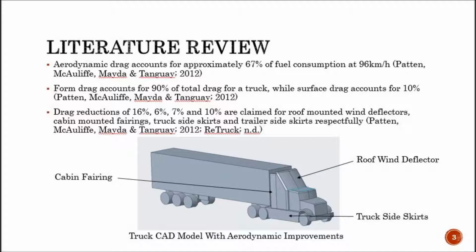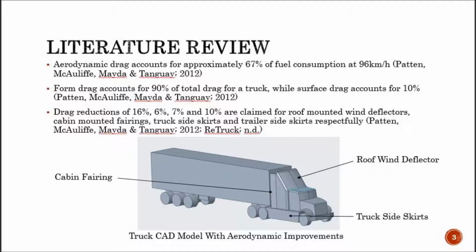remaining 10% is caused by surface drag. Therefore, reducing the truck's bluff geometry and preventing turbulence in undesirable locations, most notably at the rear of the truck and between the cabin and trailer, could result in significant drag reductions. Known methods of preventing this behaviour include roof-mounted wind deflectors, cabin fairings, and side skirts, which are mounted to the prime mover and trailer. The claimed drag reduction for each improvement are as follows: 16%, 6%, 7%, and 10%.